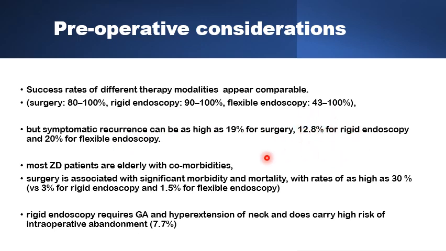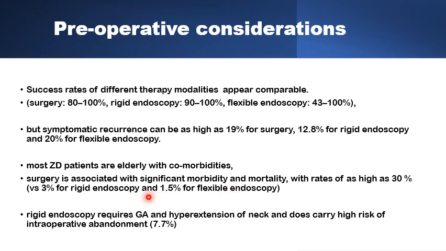The other thing is most of these patients are elderly with several comorbidities, the very patient that you don't want to have any surgical complications with. Open surgery would have a high complication rate with about 30%, whereas rigid endoscopy would have about 3% serious complications and half that for a flexible endoscopy.